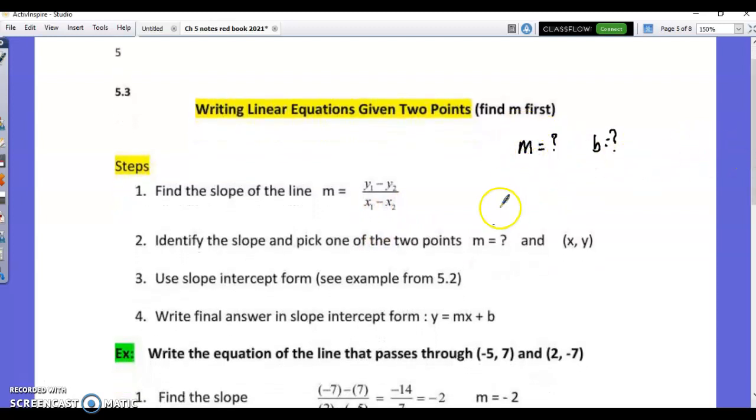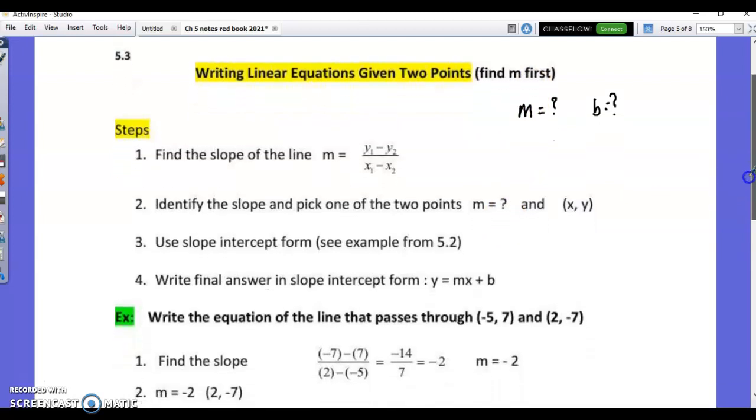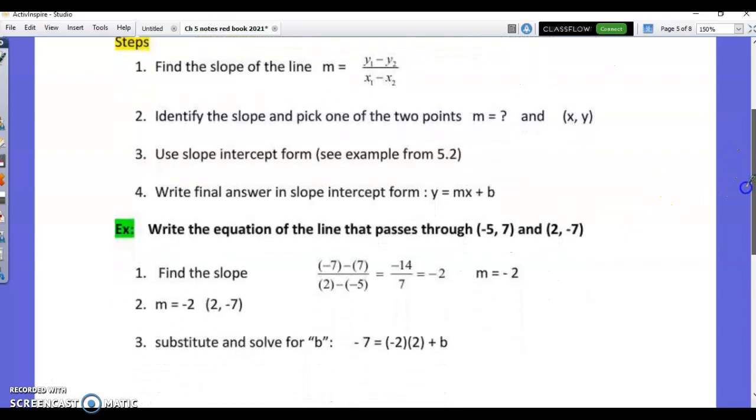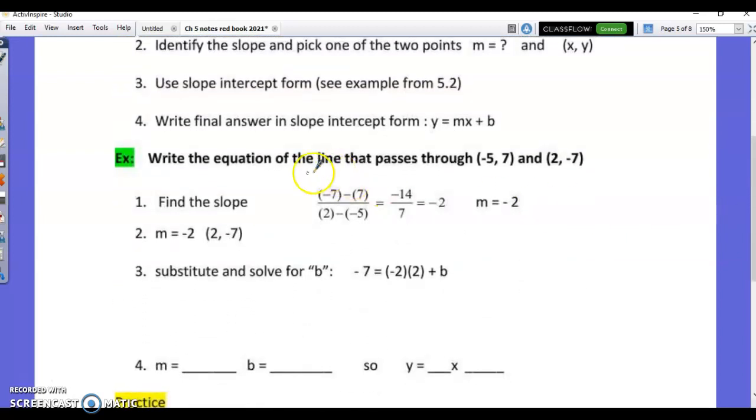After you get what your m is, then you're going to pick one of the 2 points, and it doesn't matter which one you pick, but you're going to pick one of them. So then you will have your m, and you'll have another point. Then you're going to use the slope-intercept form from the previous notes, and we're basically doing what we did the other day. And then finally, once you find m and b, you will write your answer into slope-intercept form. All right, so this is an example of how we would do that.